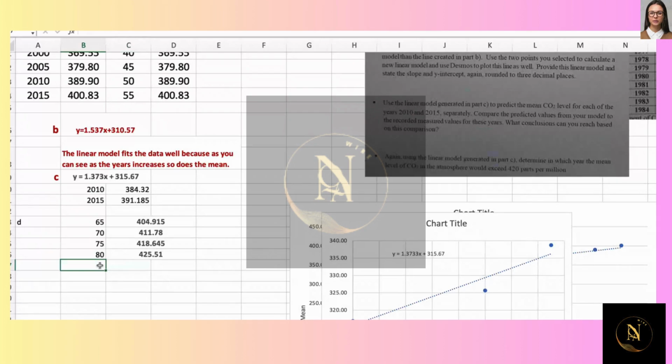So the year that it will exceed 420 will be by year 1960 plus 80 is 2040.